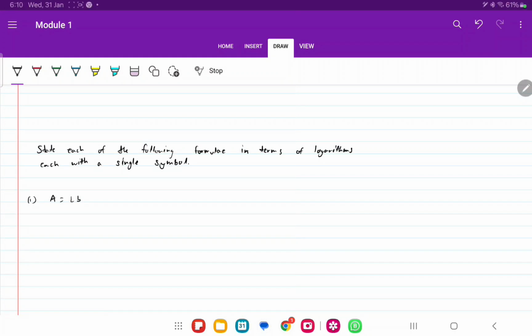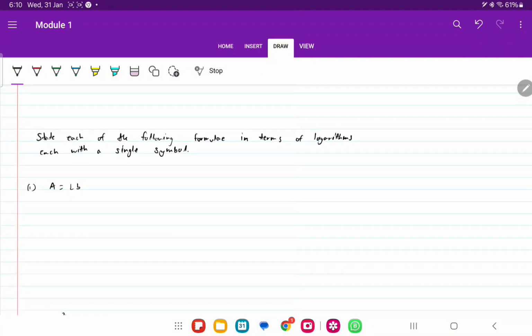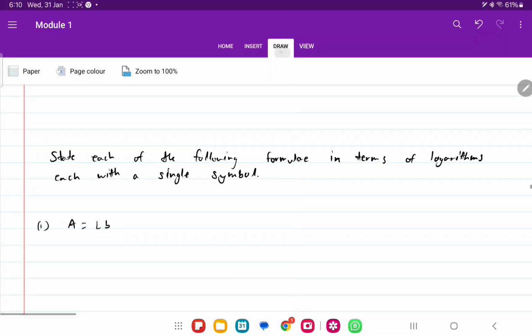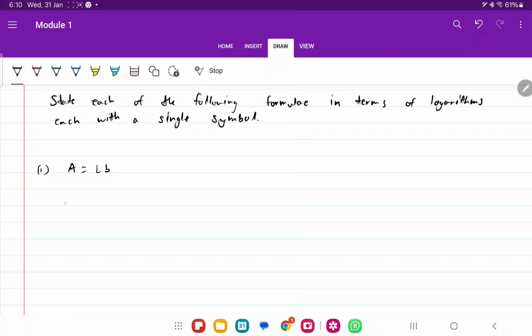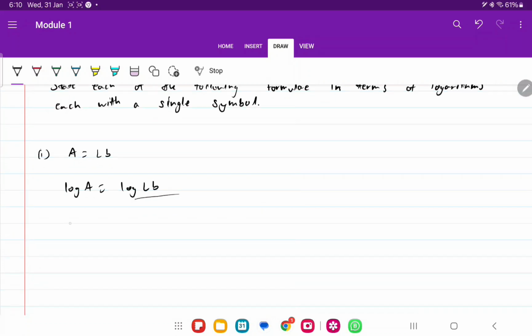So let's say we're asked to state each of the following formulae in terms of logarithms, each with a single symbol. Well, this is essentially asking you to expand your logs, right? Because all you're going to have to do is log both sides of this equation. So I'm going to have the log of A is equal to the log of L times B. And now I'm going to apply my product rule to expand this logarithm.